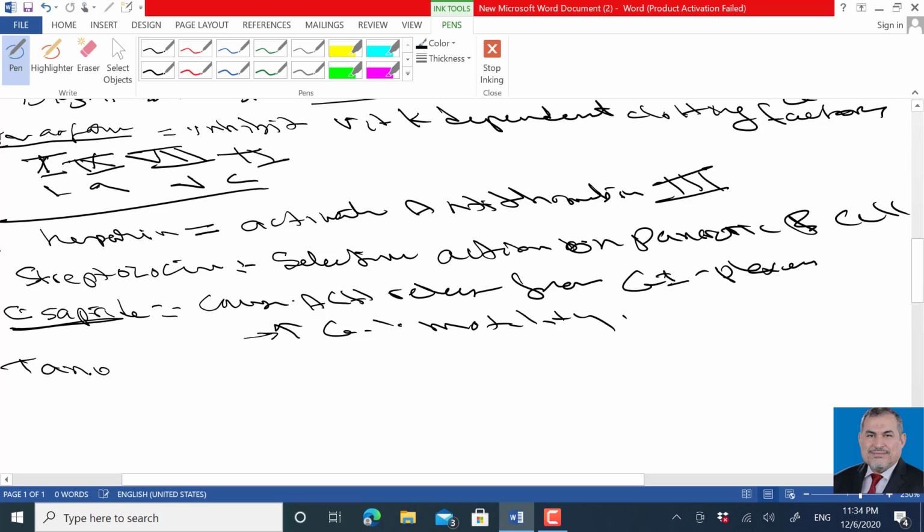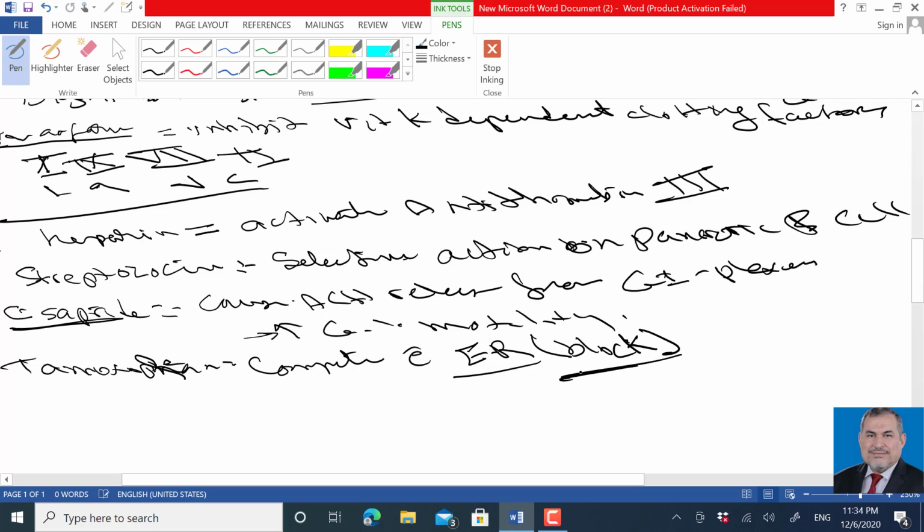Okay, tamoxifen is a competitive estrogen receptor blocker. It competes with estrogen receptors, so it blocks the estrogen receptor. Tamoxifen is used in breast cancer.